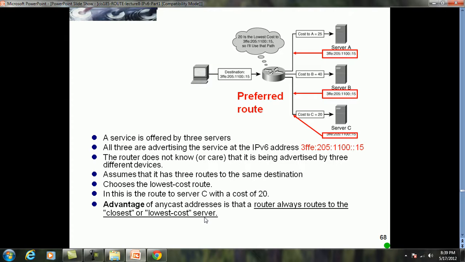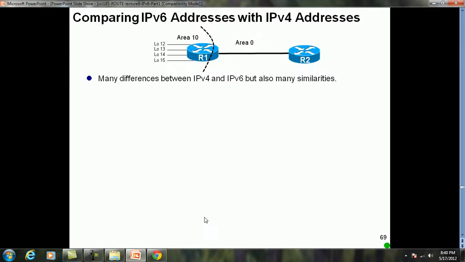The advantage of an anycast address is that the router always routes to the closest or the lowest cost server. That's what anycast is: one to closest, one to nearest. So if I want to access Google, and Google servers are in Bangalore, Dubai and Singapore, all have the same IP address. First my request goes to the Bangalore server. If that is down, then I go to Dubai. If that is down, then I go to Singapore. But all will have the same IP address. So it provides redundancy, backup. That is what anycast is, the best part.